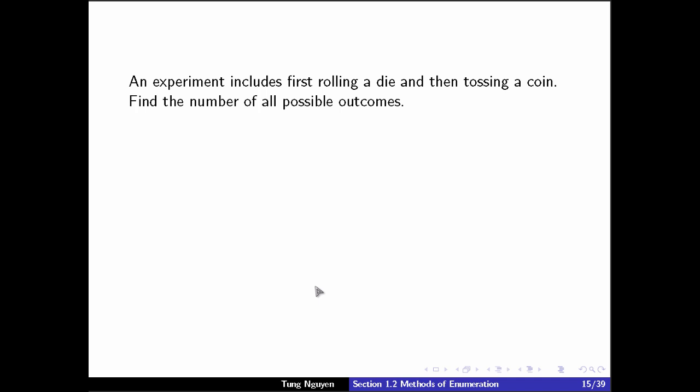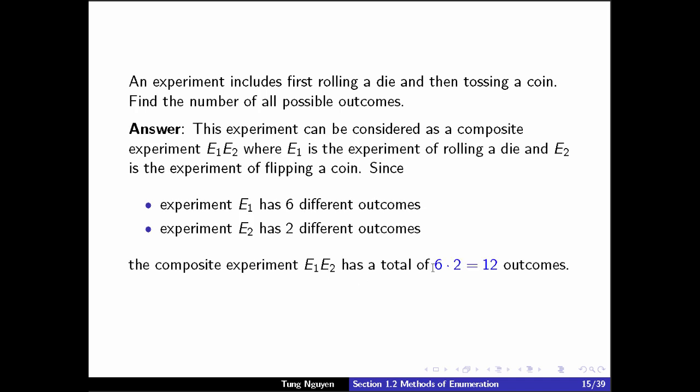In this case, it is a composite experiment because it involves a sequence of two experiments: first, rolling a dice, and then tossing a coin. So it is clearly a composite experiment. For the first experiment, rolling a dice, we have 6 possible outcomes. With the second experiment, flipping a coin, we have 2 possible outcomes. So the total number of possible outcomes for the composite experiment is 6 times 2.